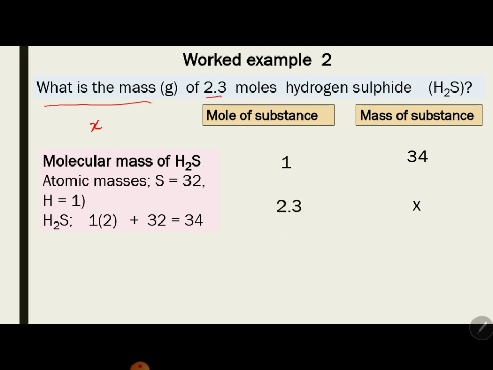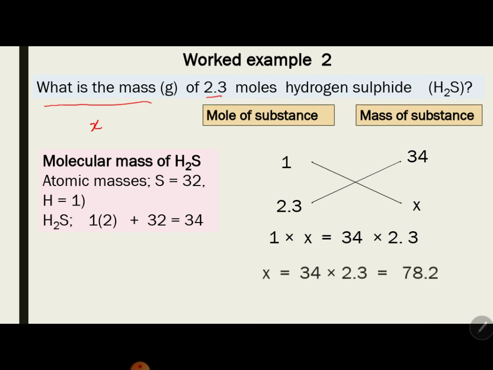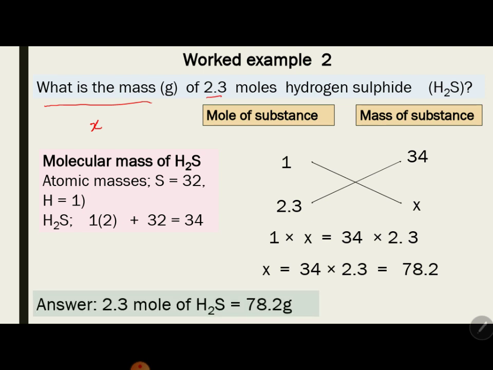Cross multiply this data like this, 1 with x and 2.3 with 34. Put the sign of is equal to in between like this. Now you can find the value of x by simply multiplying 34 with 2.3. Answer is 78.2. So you can write the answer: 2.3 moles of hydrogen sulfide is equal to 78.2 grams.